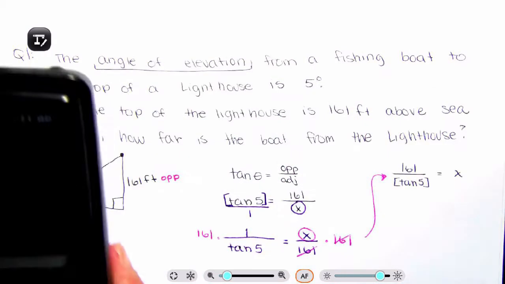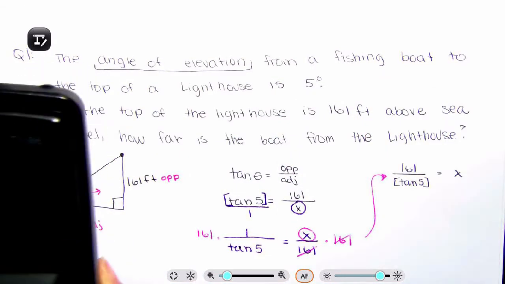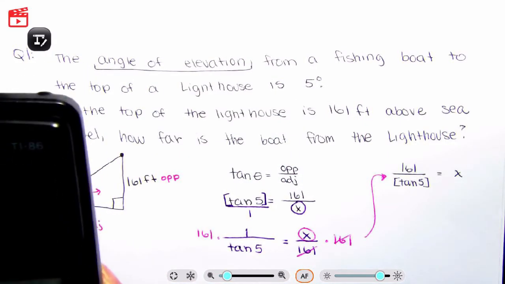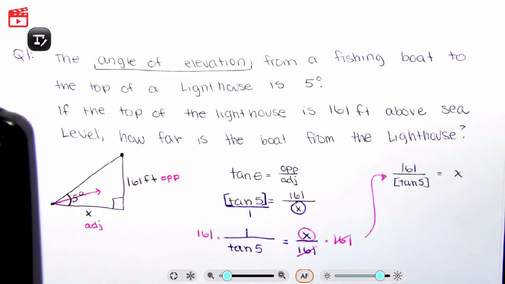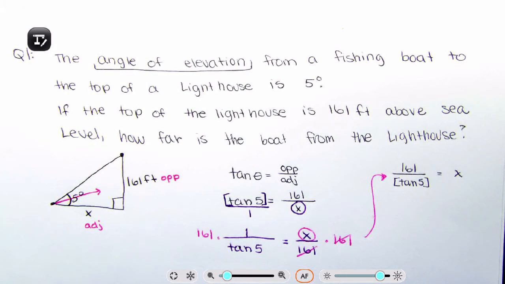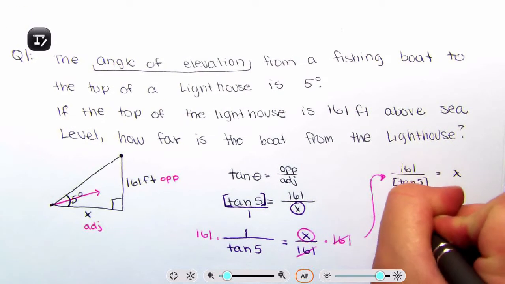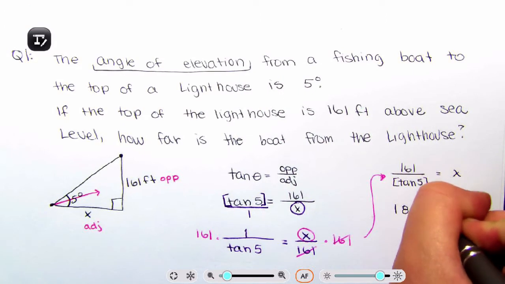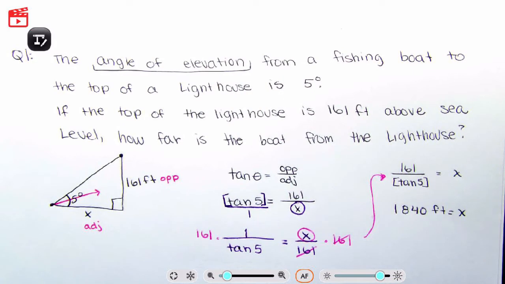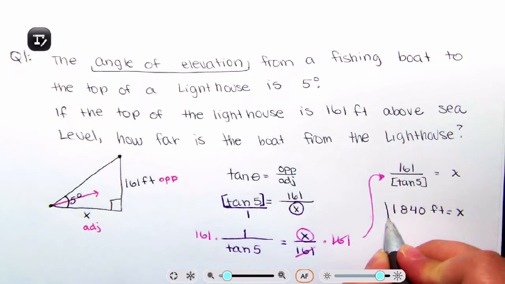Using my calculator again, 161 divided by, I like parentheses, so I'm putting tangent in parentheses of 5. Make sure your calculator is set in degree mode. So they are pretty far away. I get 1,840-ish feet away. Now, it doesn't tell us how to round. I have a 0.23 after that, so I'm going to round to the nearest foot.